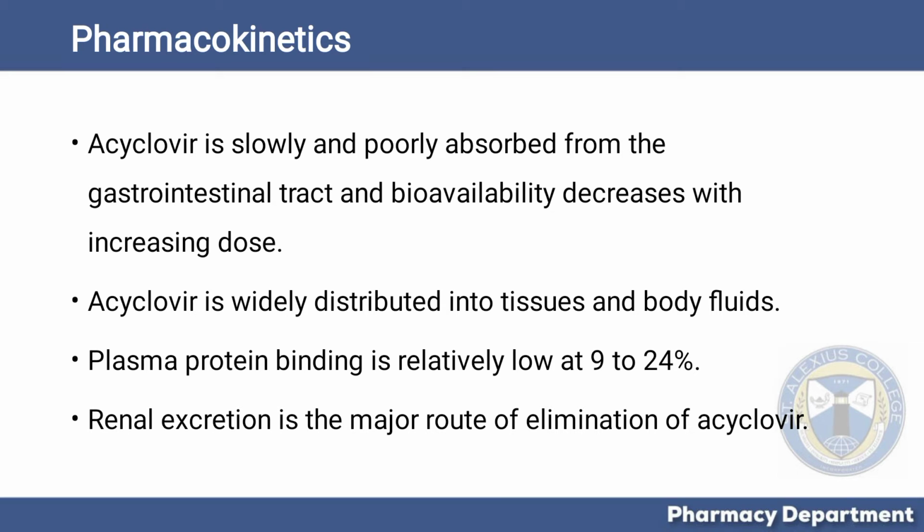In pharmacokinetics, acyclovir is slowly and poorly absorbed from the gastrointestinal tract, and bioavailability decreases with increasing dose. It is widely distributed into tissues and body fluids. Plasma protein binding is relatively low at 9 to 24%, and renal excretion is the major route of elimination of acyclovir.